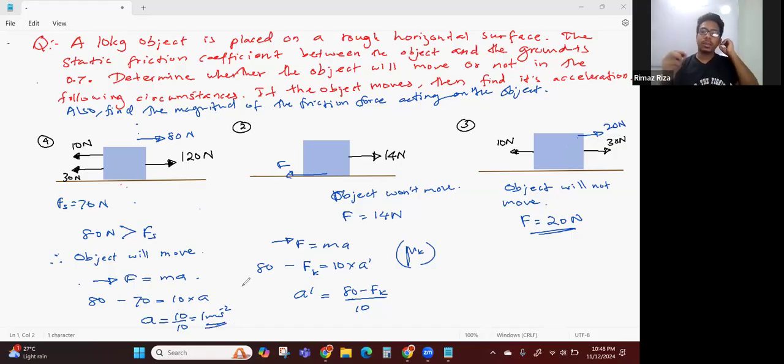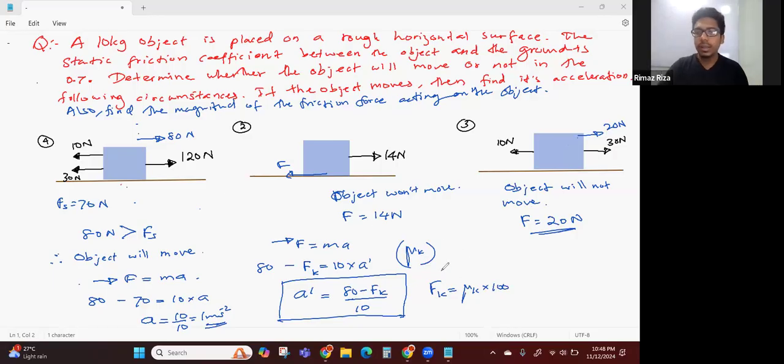But after a very short time, like 0.00000001 seconds, the friction force will change to kinetic friction because it starts sliding, right? So in that case, we have to compute the acceleration from this expression. If you know the mu k value, you can find Fk equals mu k times R equals 100 newtons. Okay, did you all understand?